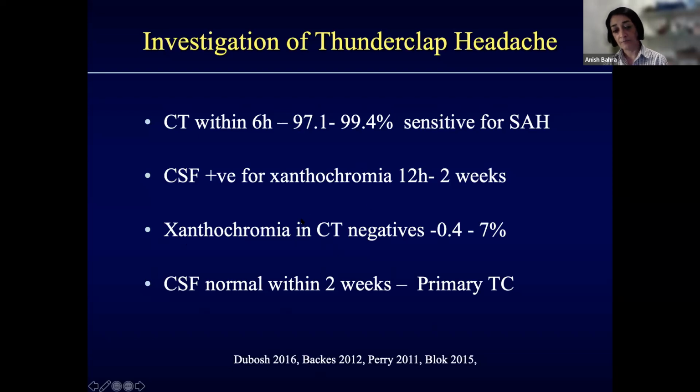So xanthochromia in the CT negative, that 1.5%, has slightly varied, at 0.4 to 7%. So what you're looking at is, let's say the worst case scenario, 7% of the 3% originally who had a normal CT in 6 hours. The reassuring aspect of this is that most of these are venous, and for most of these the long-term outcome is good and you don't find an aneurysm. So what a lot of A&E departments are doing now is if they have a CT within 6 hours which is normal, they'll discharge you. If your CSF is normal within that 2 weeks, then your diagnosis is primary thunderclap headache. Even if the headache is persisting, it's more severe, that is your diagnosis. They don't need an angiogram, because then you're back again to a whole scenario of an incidental aneurysm.